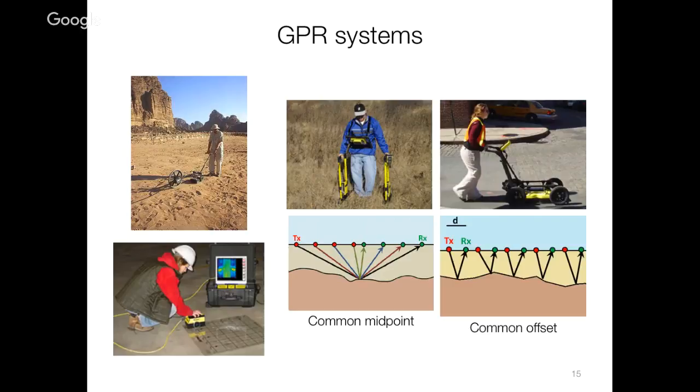Or you have a common offset where the transmitter and receiver are all in one little buggy, and you just move that along. So those are different acquisition systems, again, very similar to what you'd see in seismic.